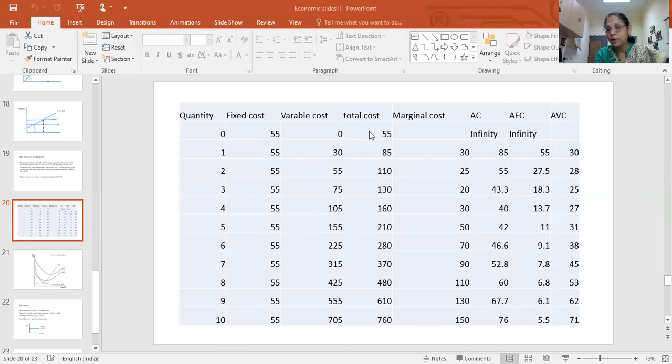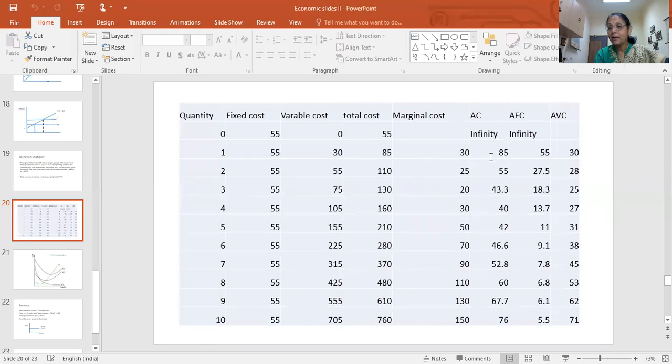Total cost is fixed plus variable cost, so it is 55. One laborer, then my variable cost starts increasing. And as I employ more and more laborers, my variable cost will increase. Okay. So this is the variable cost, fixed cost, and total cost. And marginal cost is this minus this. So 85 minus 55, 110 minus 85, and things like that. So this column has come from that. So 480 minus 370 is 110. 610 minus 480 is 130, and things like that. Okay. So this is the marginal cost.